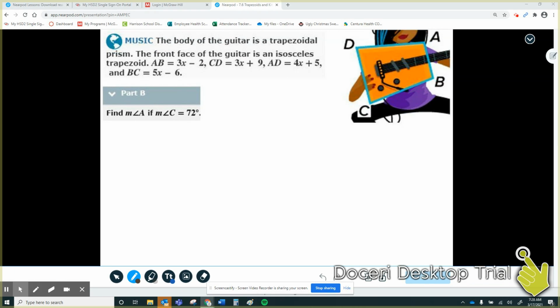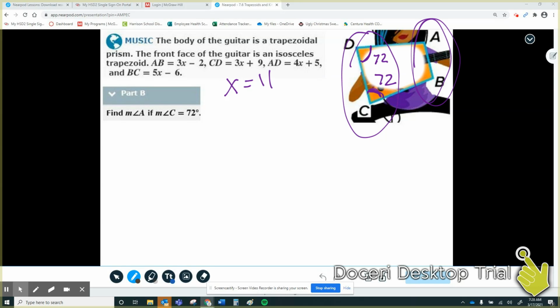So I'm going to mark down that x was 11 just in case we need it for this slide, which I don't believe we do. But our next job is to find the angle measurement of A if C is 72. Well, again, I'll clear this out a little so it's easier to see. C is 72. Because it's isosceles, that means D is also 72. So not only are these two base angles the same, but these two base angles are the same.